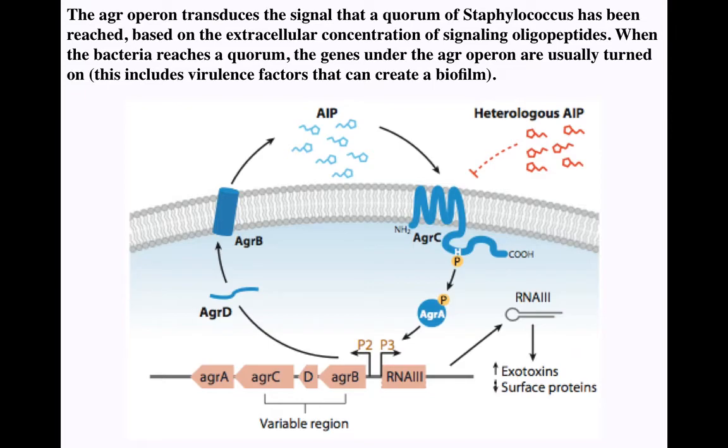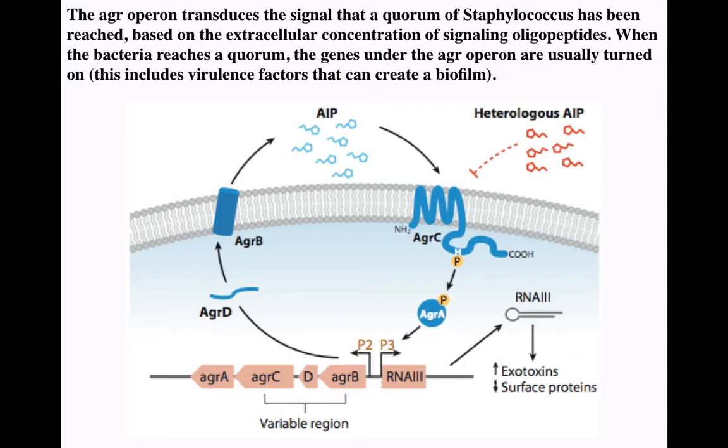These autoinducer peptides, as they increase in concentration, more frequently engage this histidine kinase called AgrC. So this AgrC has domains that are exposed to the extracellular environment that have the ability to transiently bind to these autoinducer peptides. The more frequently that occurs, the higher the rate of kinase activity on the cytoplasmic side. So here's that histidine molecule, a histidine amino acid that becomes phosphorylated.